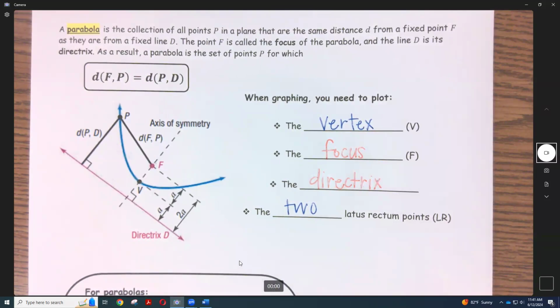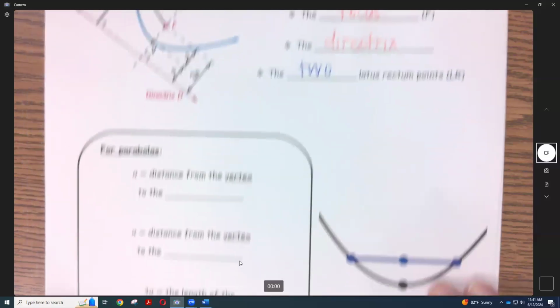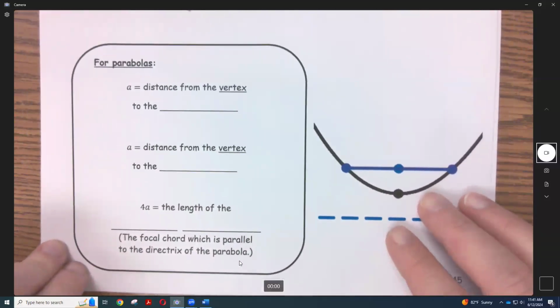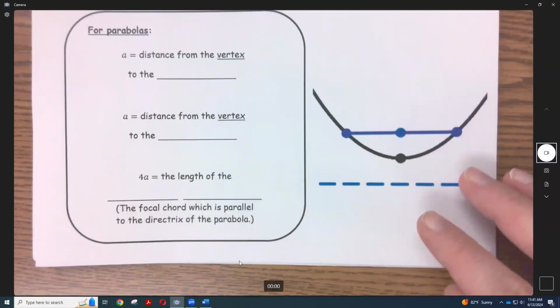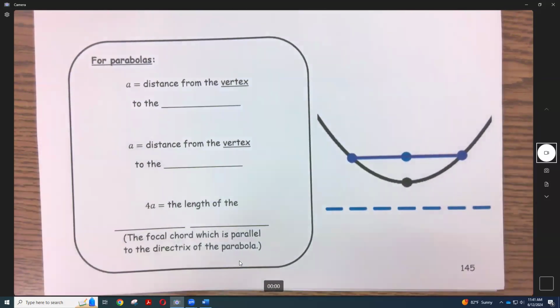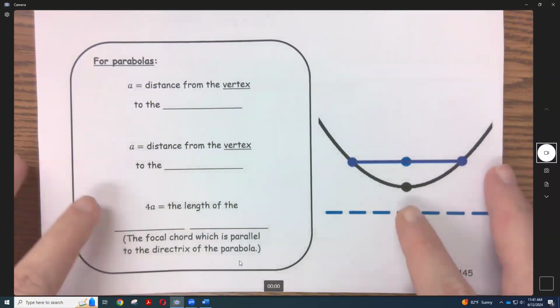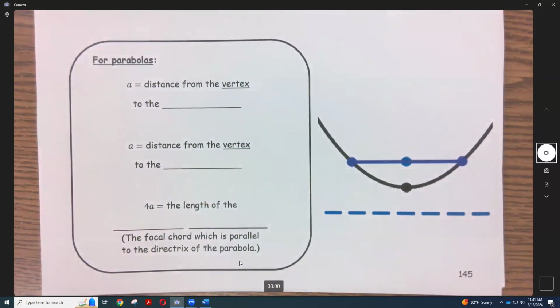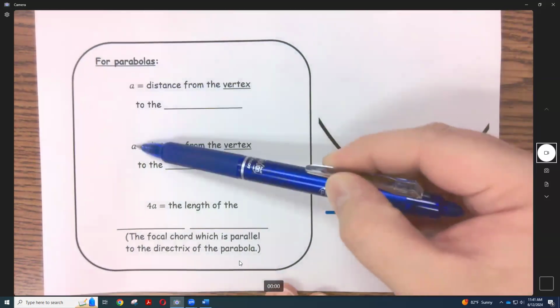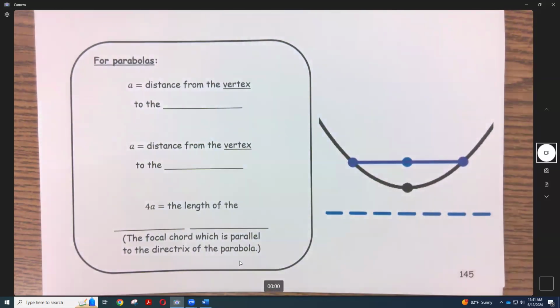So what are those latus rectum points? Well, let's go down to the bottom of the page. I'm going to explain that a little bit more. But parabolas in general are a lot more simple than your ellipse and your hyperbola. Ellipse and hyperbola had multiple variables. We had to find an A, a B, and a C. With parabola, all I need is A. A tells me everything I need to know about this parabola.